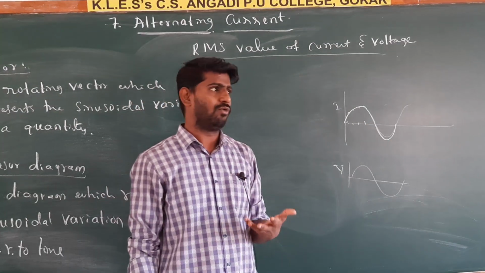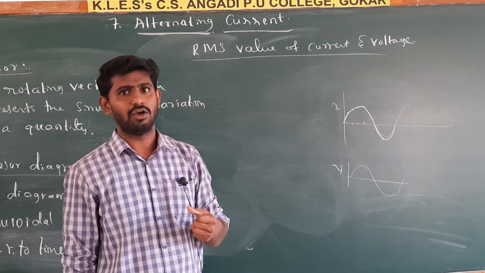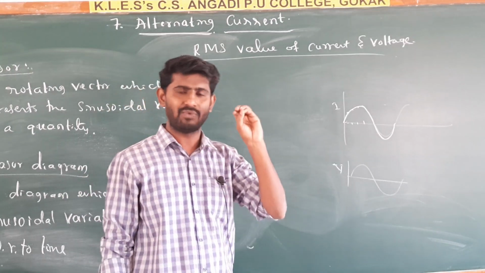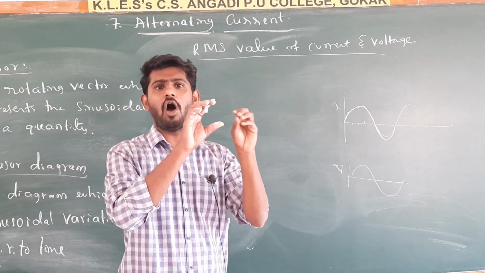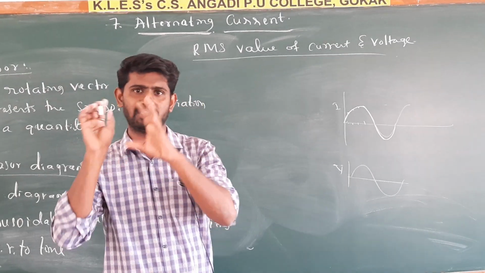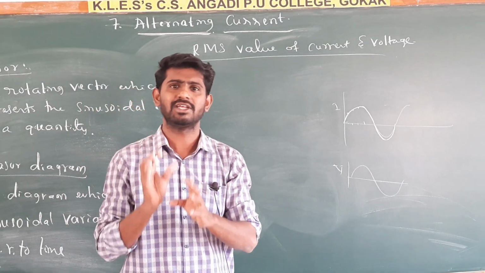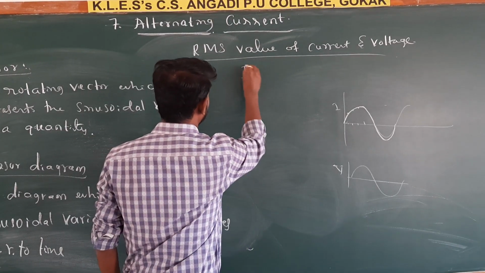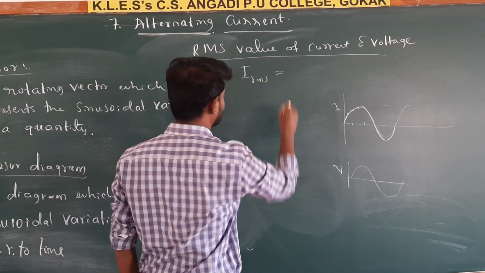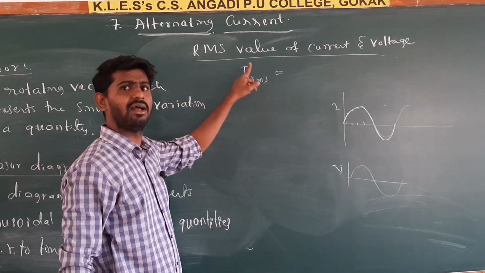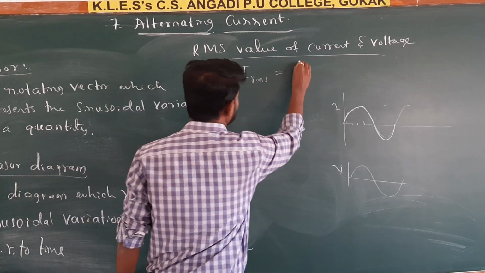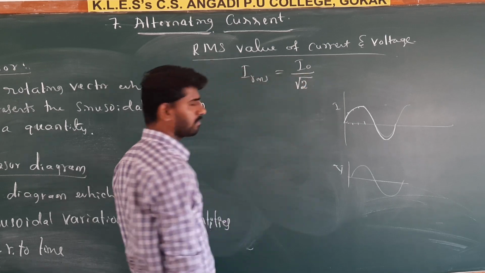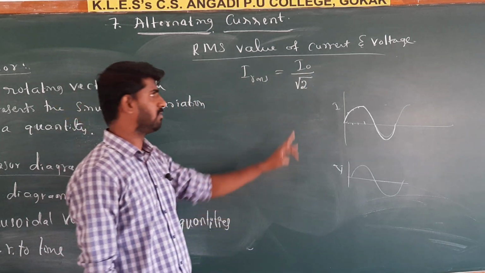So usually while studying AC, we write the RMS value of current. RMS value of current means it is the average of the total quantity. So how do we write the RMS? There is a formula. I RMS, the RMS value of current, is equal to the peak value of current divided by square root of 2.